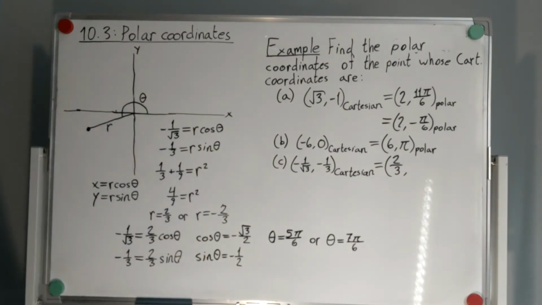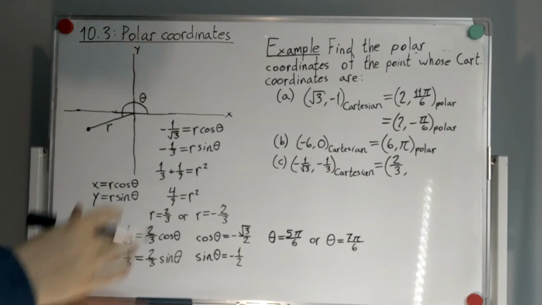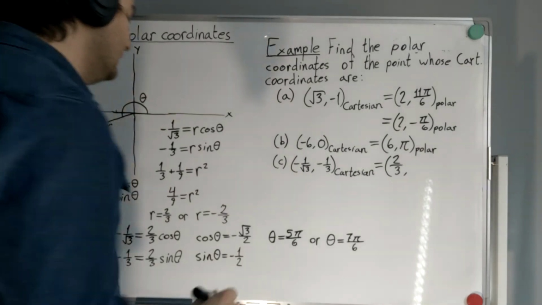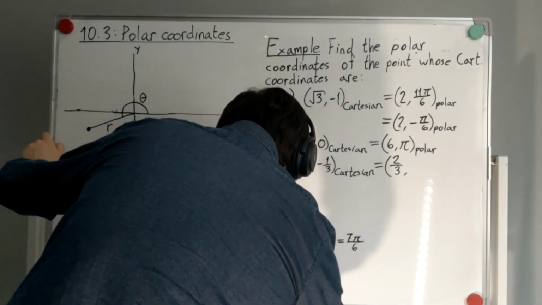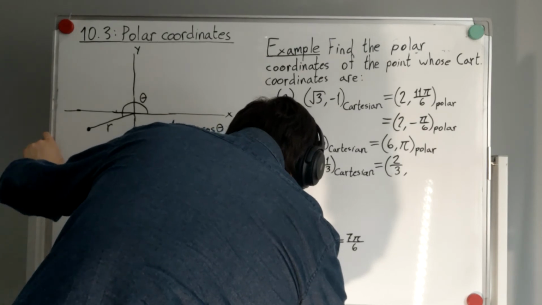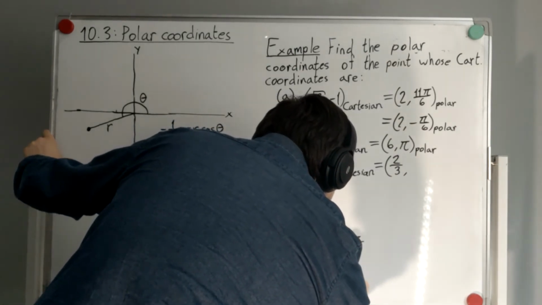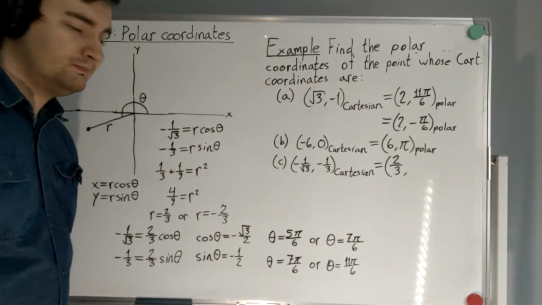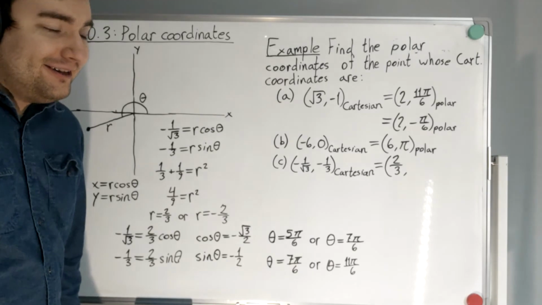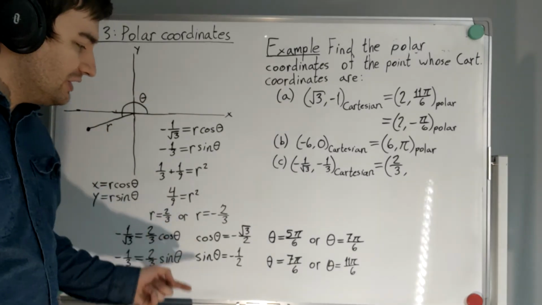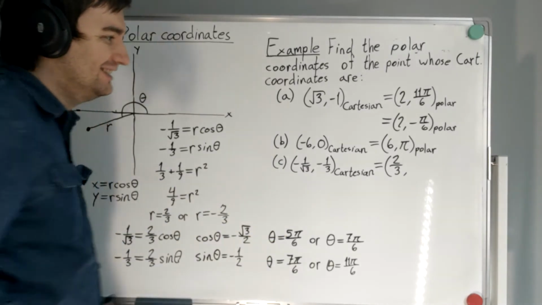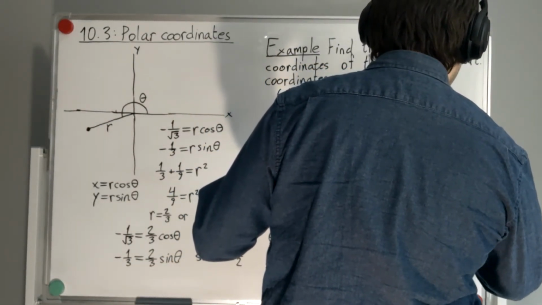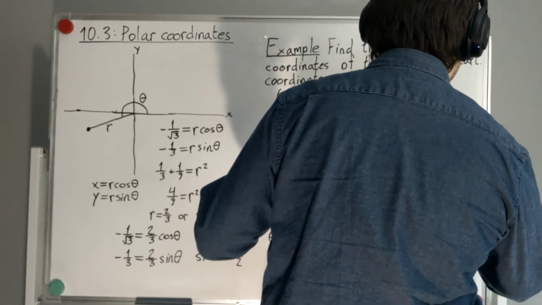Then the other one, sine theta equals negative 1/2. Again, two angles between 0 and 2 pi that do that. One of them is 7 pi over 6. The other one is 11 pi over 6. Well, then the only thing that satisfies both of these equations would be 7 pi over 6, so we're done. So 7 pi over 6, and those are the polar coordinates.